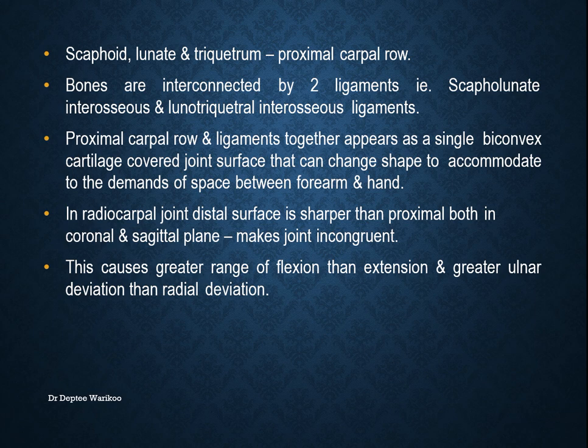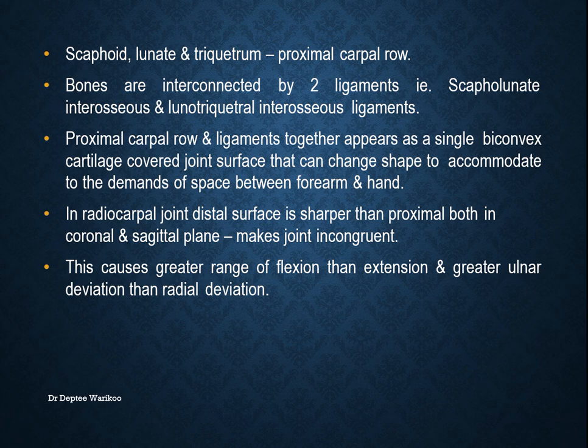The proximal carpal row and ligaments together appear as a single biconvex cartilage-covered joint surface that can change shape to accommodate the demands of the space between forearm and hand. It depends on which position your hand is currently in.